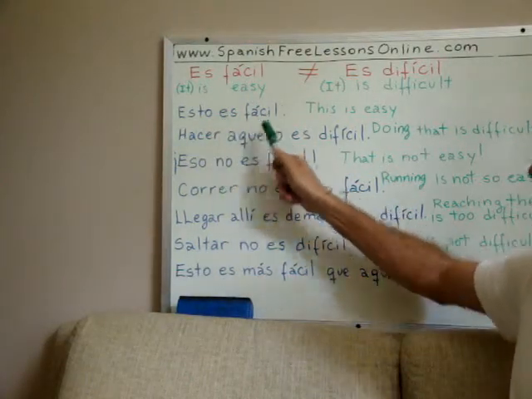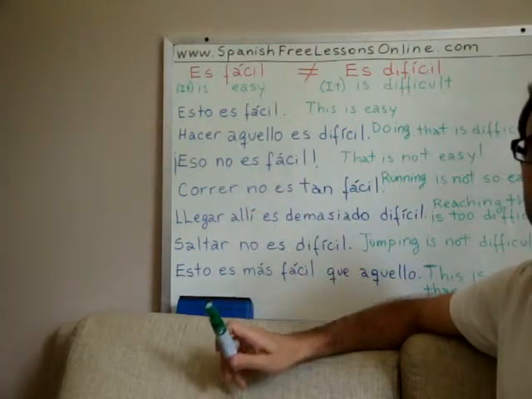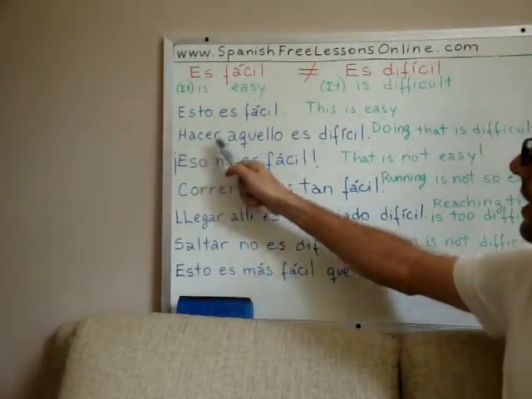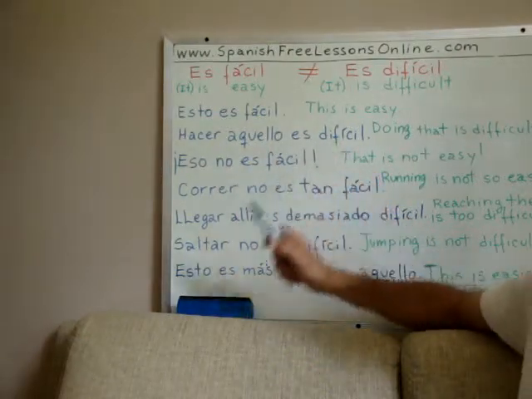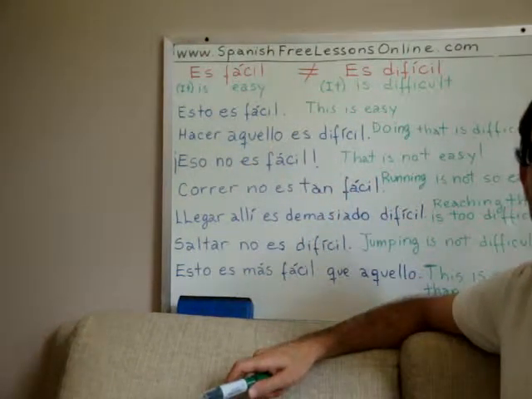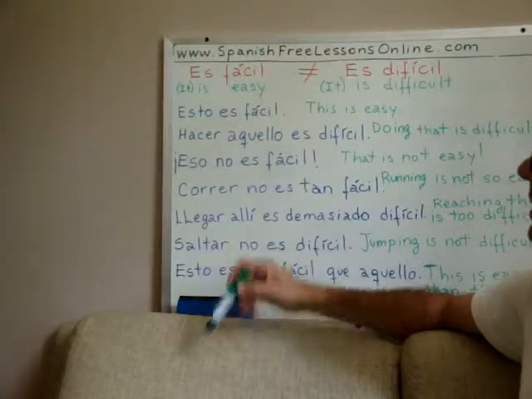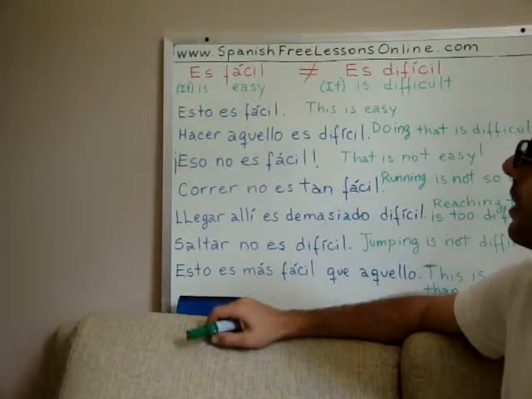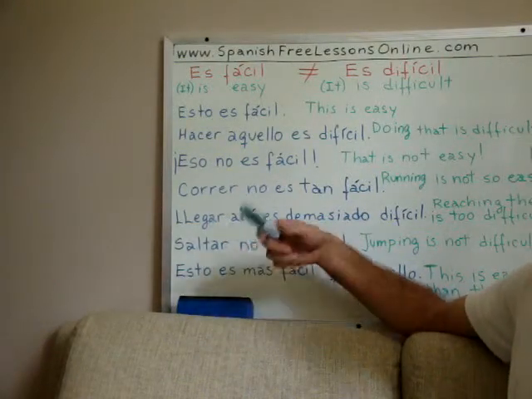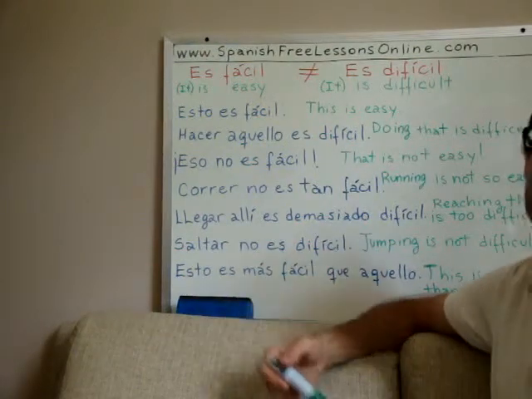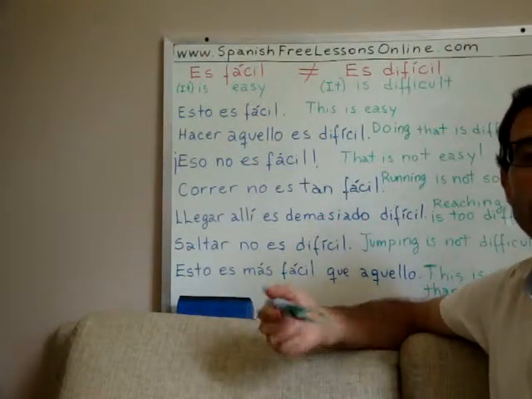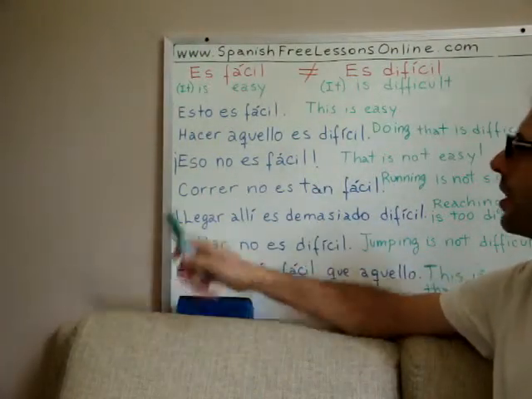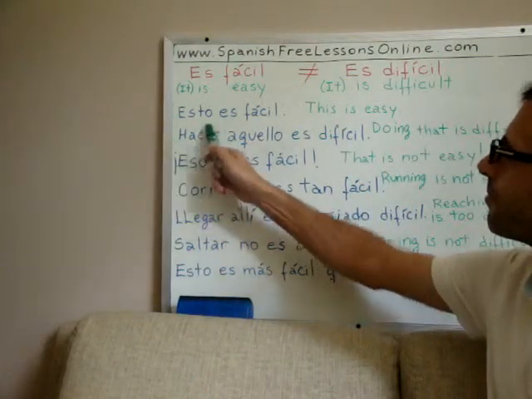Esto es fácil. This is easy. Esto means this. Hacer aquello es difícil. Hacer is the verb to do in infinitive, right? To do that is difficult. Doing that is difficult, right? When we are stating a general rule, like doing that is difficult, we use the infinitive, yes?